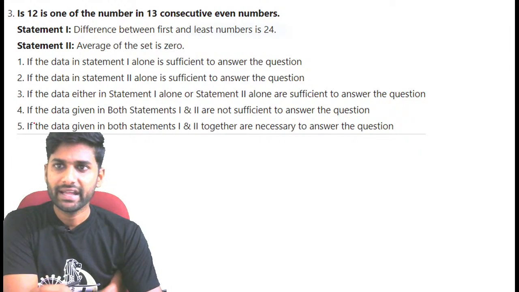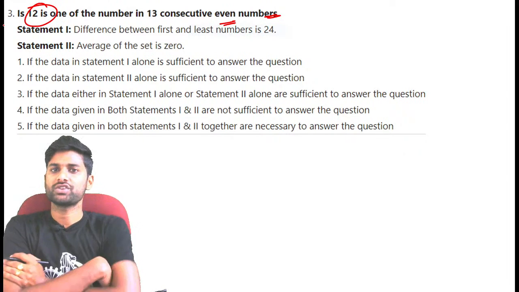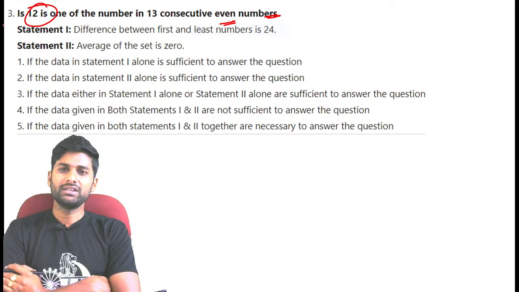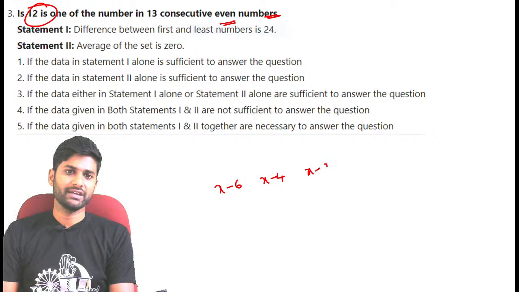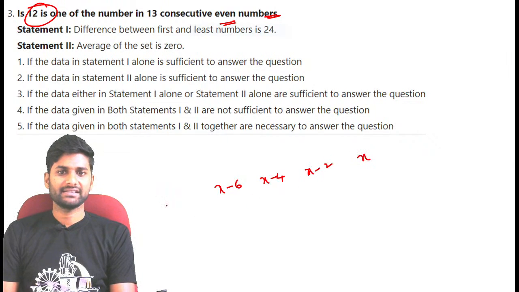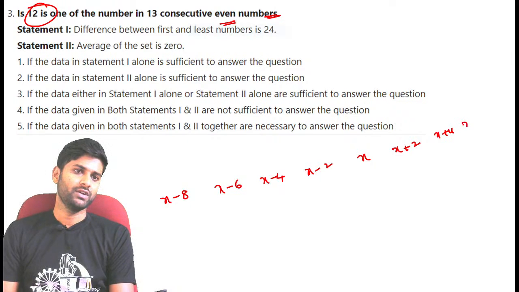Let's go through the third one. Is 12 one of the numbers of 13 consecutive even numbers? See, 13 consecutive even numbers means, for example, the consecutive numbers are x minus 8, x minus 6, x minus 4, x minus 2, x. Clear? Again, x plus 2, x plus 4, x plus 6, x plus 8.